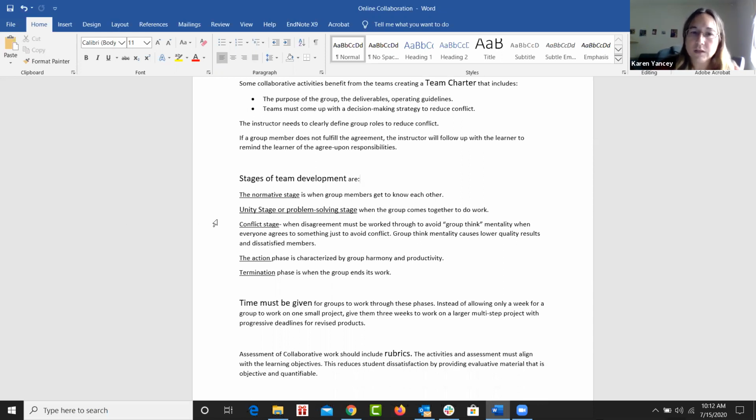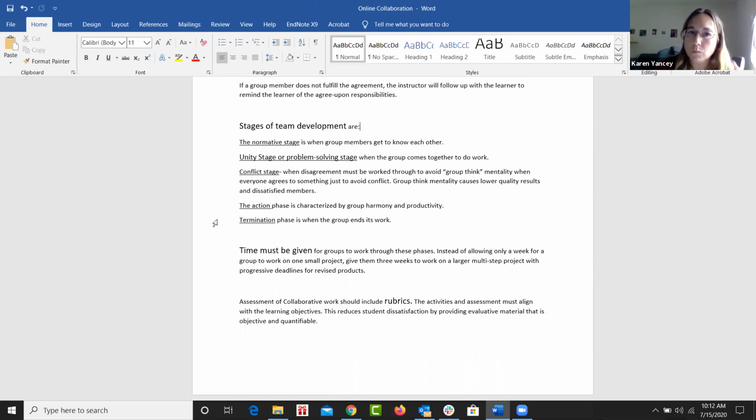Now, there are different stages of development in group activities. There's the normative stage, when the group members get to know each other. There's the unity stage or problem-solving stage, when the group comes together to do the work. And then there's the conflict stage. This is when disagreement happens and they have to work through this.